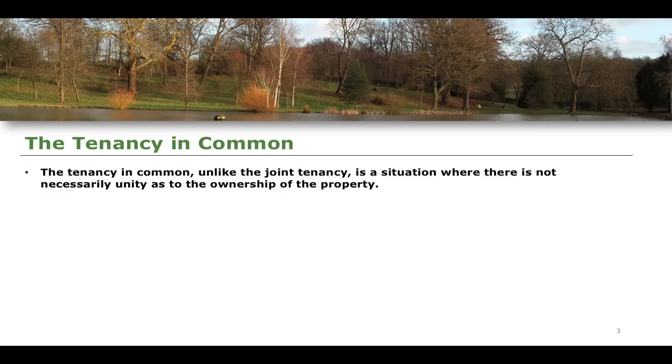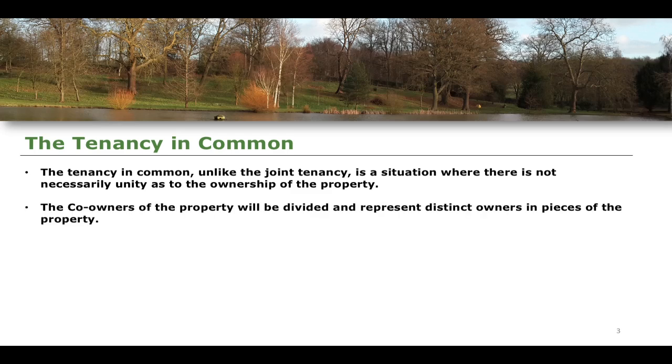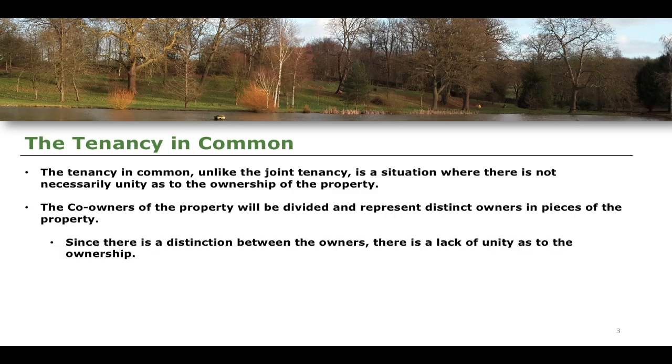So when we see a tenancy in common, we can delineate it from the joint tenancy in the sense that it is a situation where there is not necessarily unity as to the ownership of the property. The co-owners of the property are divided, and they represent distinct owners in distinct pieces of the property. They aren't co-owning the property in the sense that they own the property in its entirety and represent a single unified unit. They in fact own different parts of the property potentially, or have different shares in the property, or even have different interests and rights and enjoyment of the property, rather than having a single unified ownership of said property.